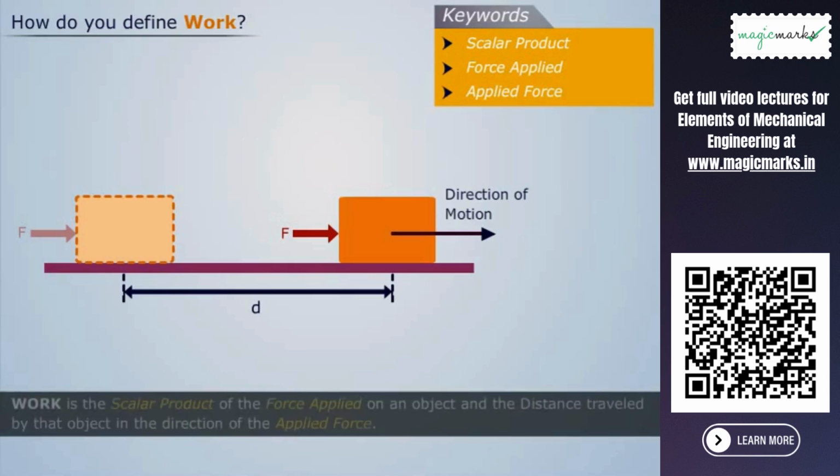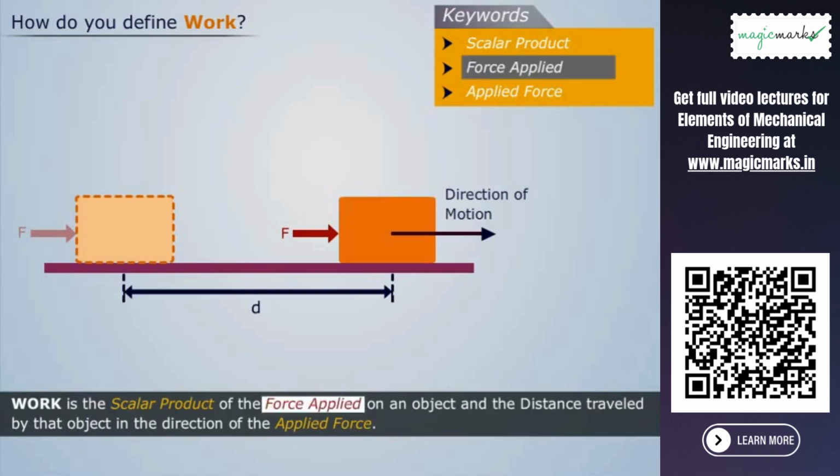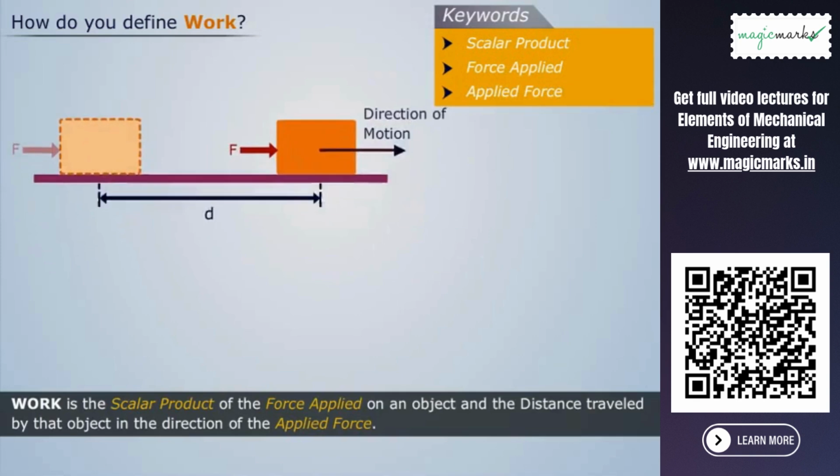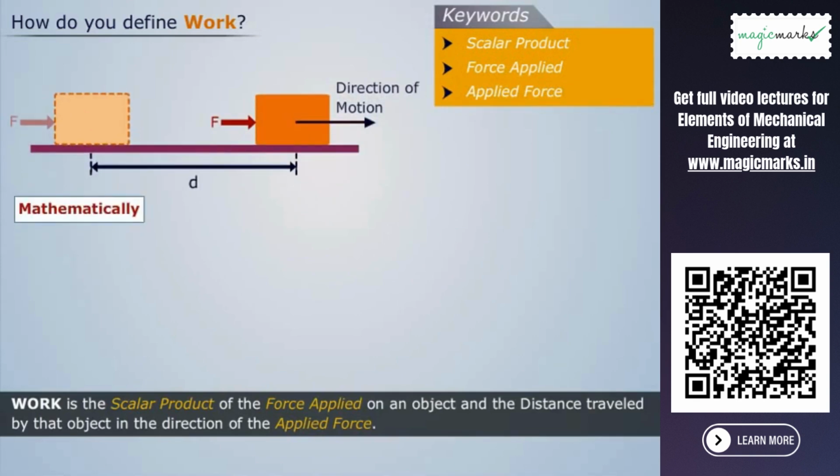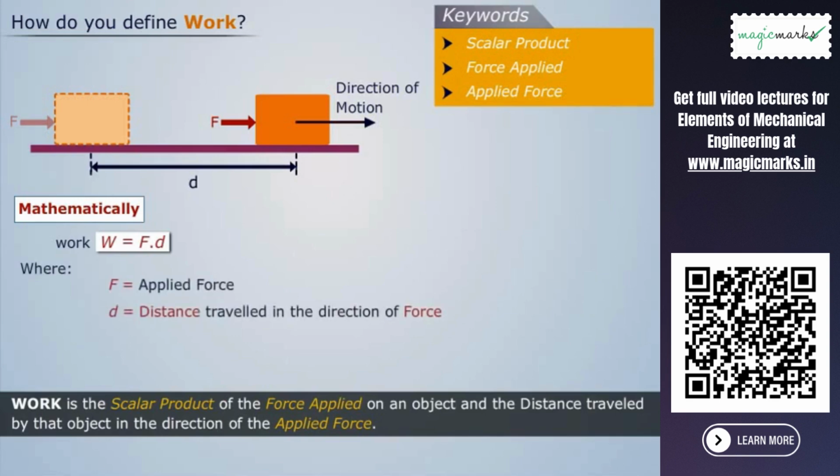Thus, we can define work as the scalar product of the force applied on an object and the distance traveled by that object in the direction of the applied force. Mathematically, work is represented as F into D, where F is the applied force and D is the distance traveled in the direction of force.